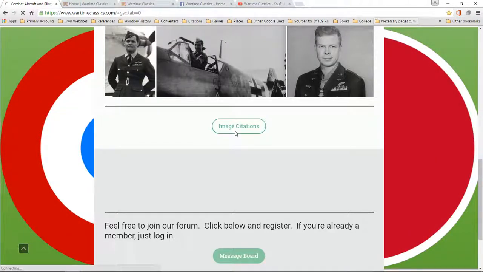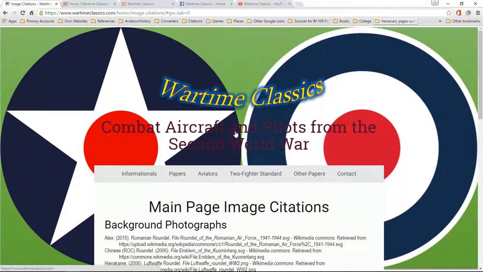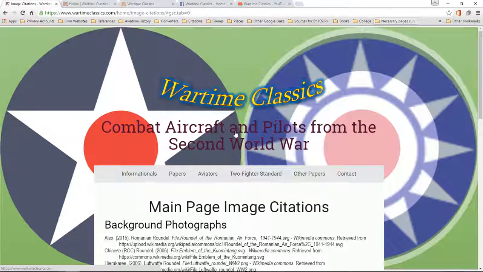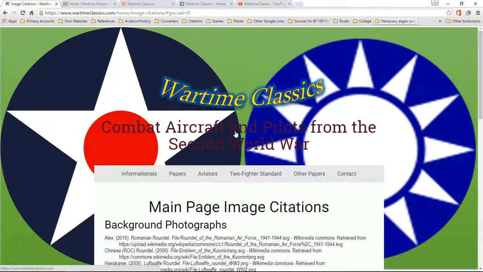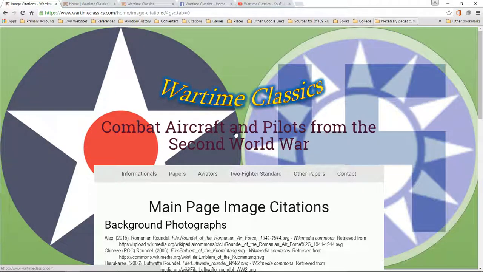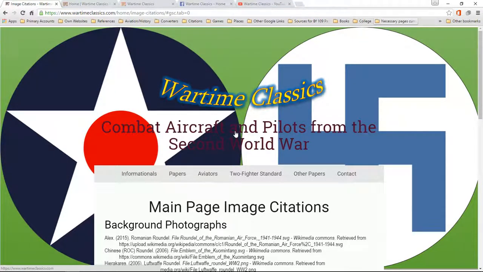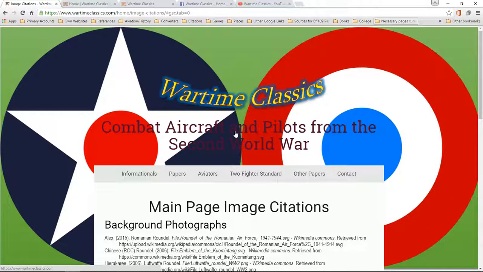We're next going to cover the image citations. Most of the main pages will have a citations page that will be linked to it, but not directly on the page, so it'll be easier to go to it and not have to be distracted by those citations if you don't really want to see them.